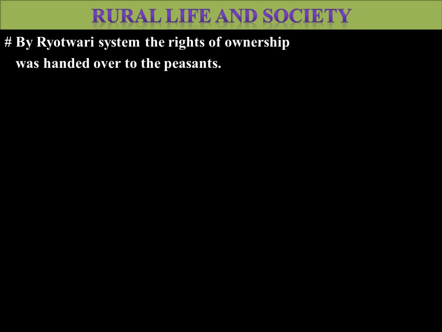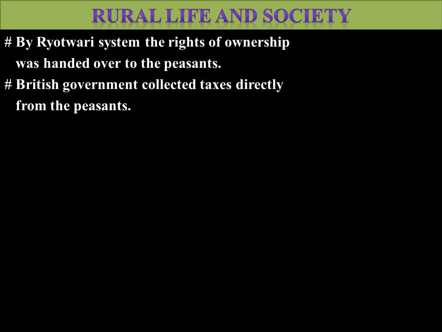By the Ryotwari system, the rights of ownership were handed over to the peasants. The British government collected taxes directly from the peasants. Initially, one half of the estimated produce was fixed as rent. This assessment was reduced to one third of the produce by Thomas Munro.